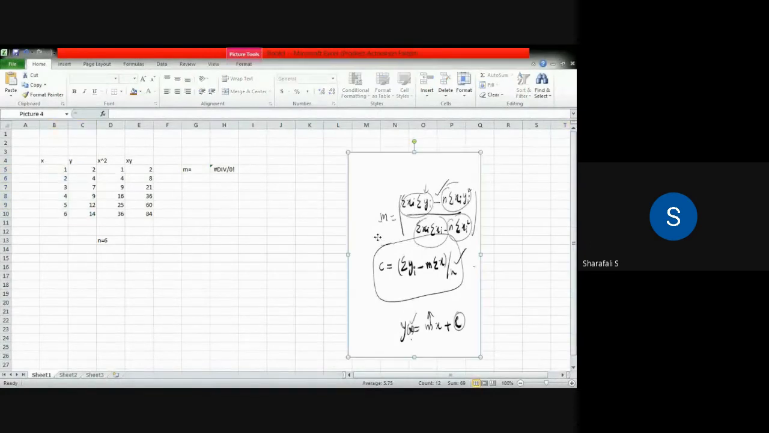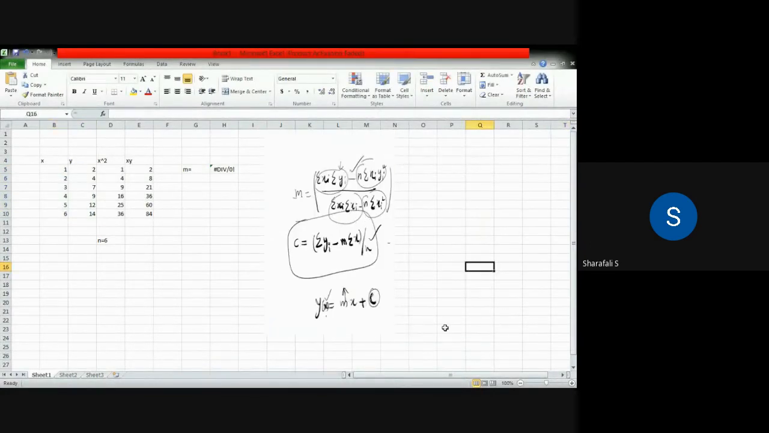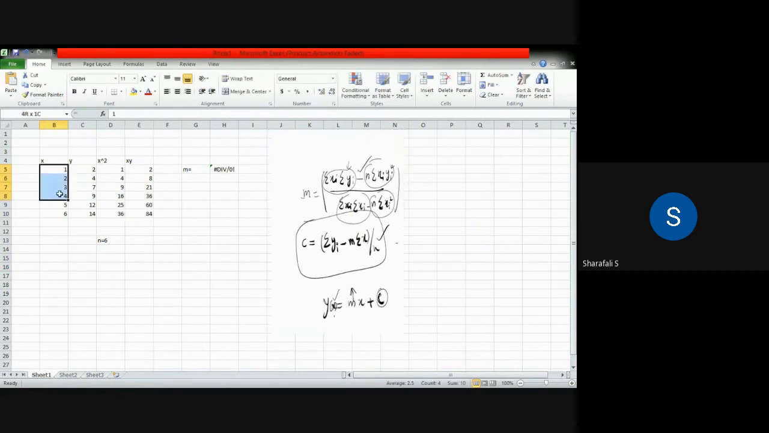I have the equation for m and c here. This is the x data and this is the y data. If you consider x square, that is the square of the x value, so this will be B5 into B5. That is 1 into 1. For 2 it is 2 into 2, that is 4, and so on, you can get all the values of x square here. And xy is the product of this cell and this cell.